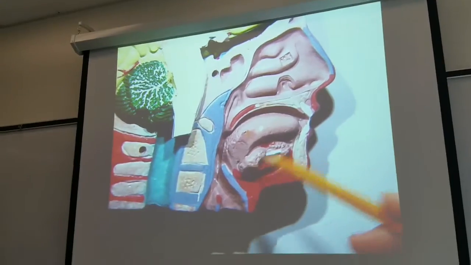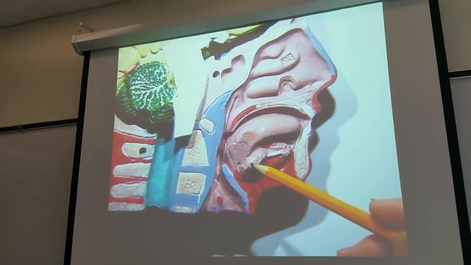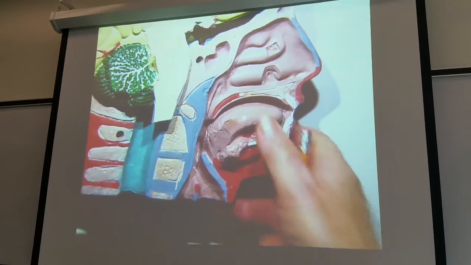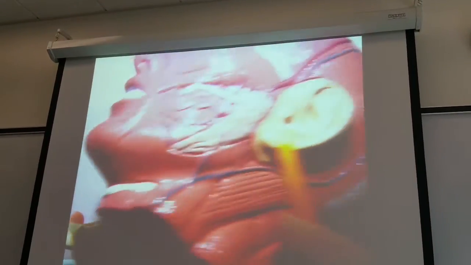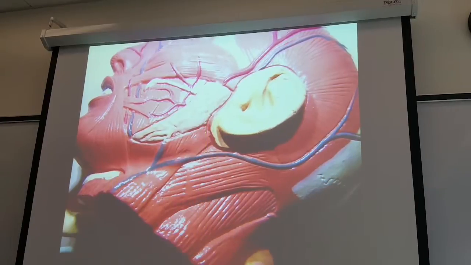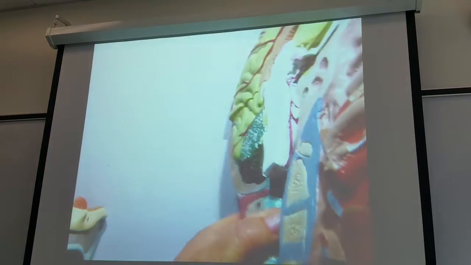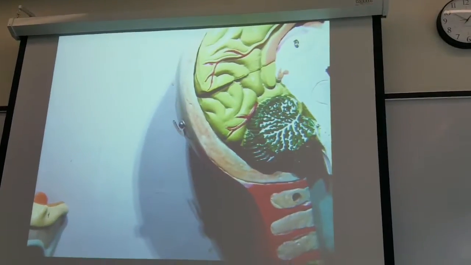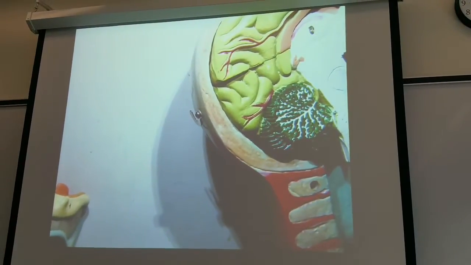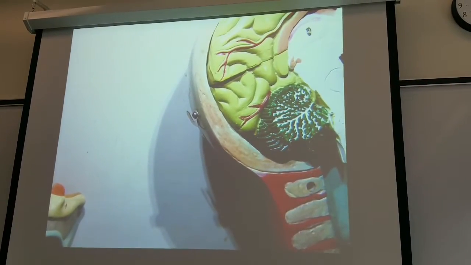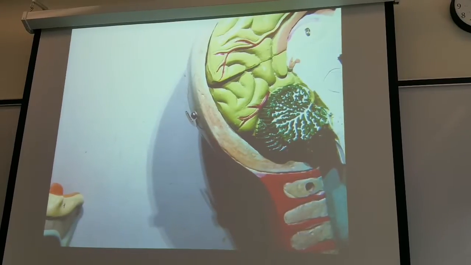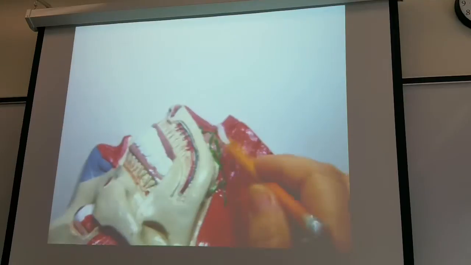Okay, what else? This one has a sublingual gland and the parotid. What's the other one? Oh, no. Submandibular. Parotid, sublingual, and submandibular. This one.